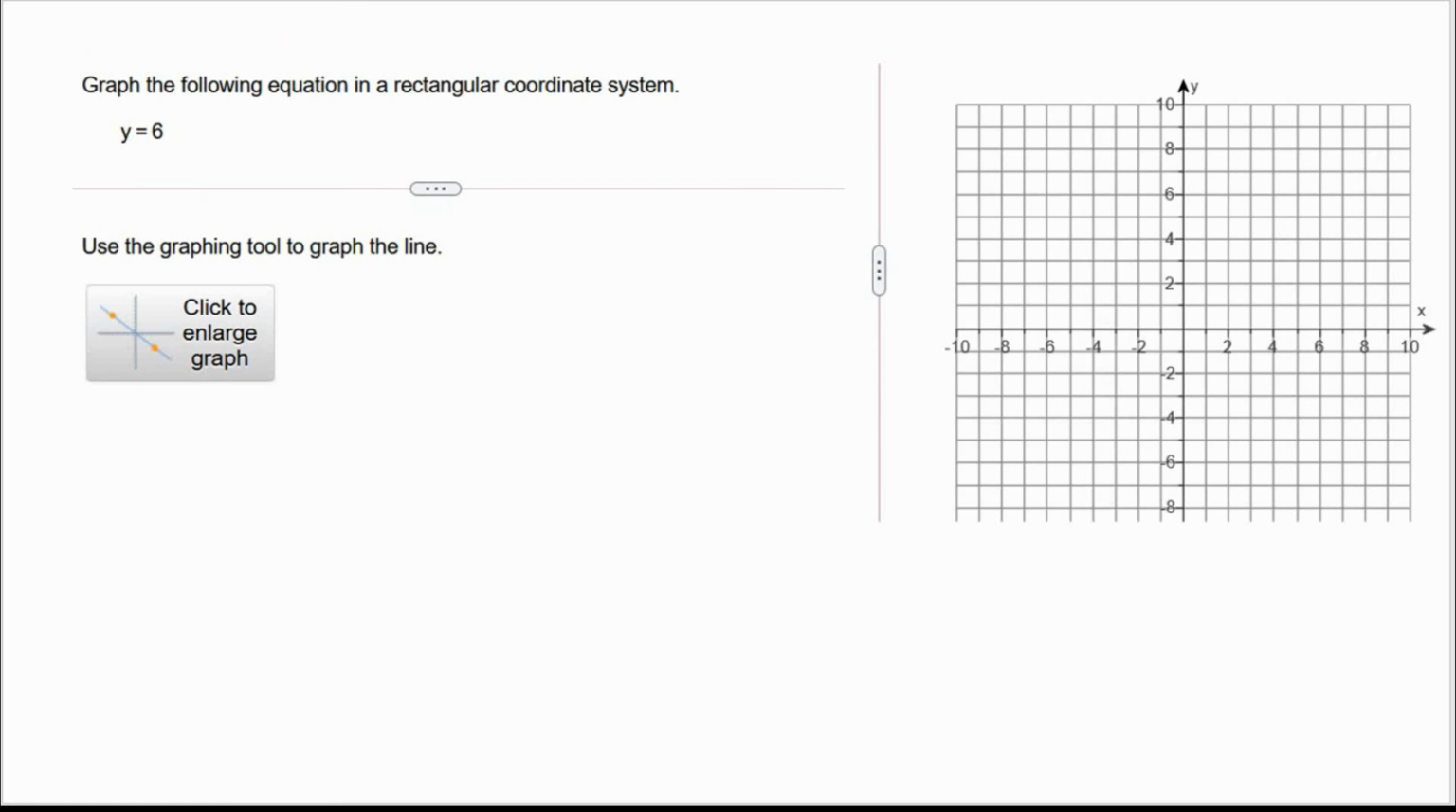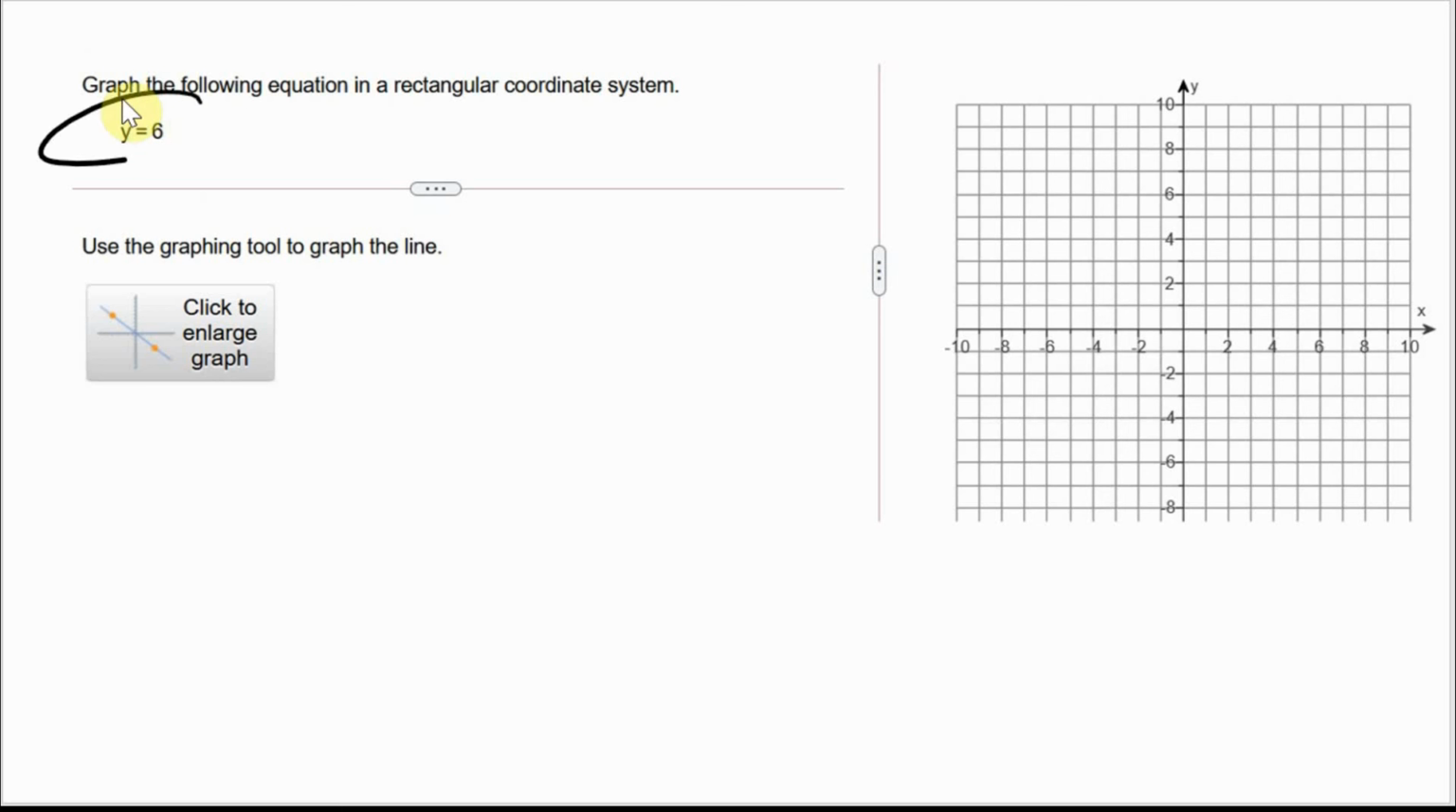All right. What about this guy? It says graph this guy. What kind of line is that? If it's y by itself, horizontal. If it's x by itself, it's vertical. It's a horizontal line. And the question is, what kind of line is this?